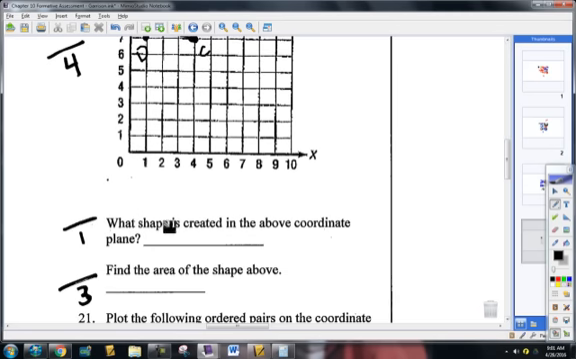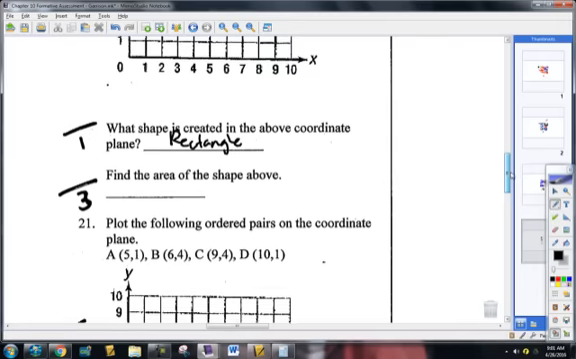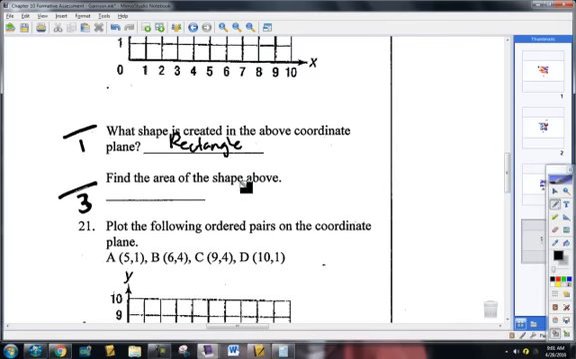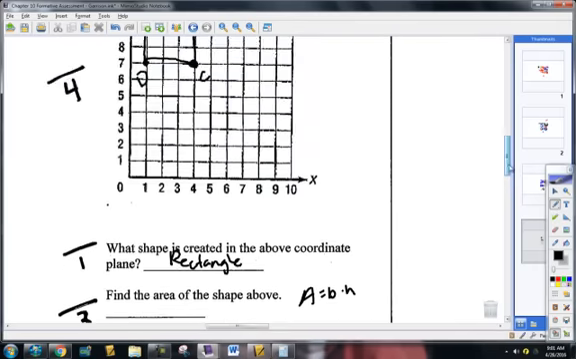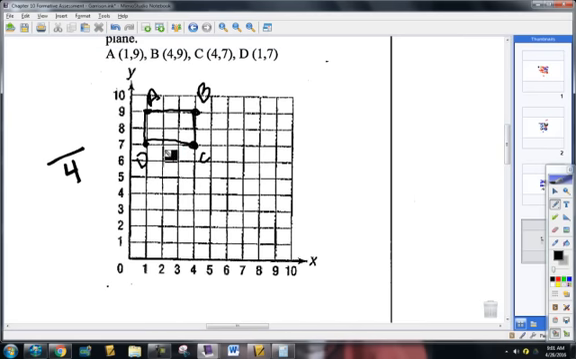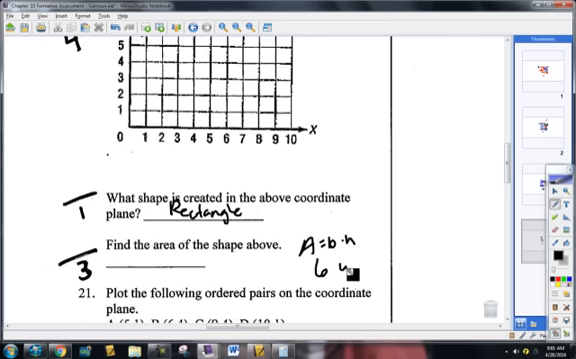Now we'll go down. We know this is a rectangle, so that's only worth 1, obviously. It is a parallelogram, but the closest name to it would be a rectangle. Find the area of the shape above. Obviously worth 3 points. Area equals base times height. So we've got to figure out the base and the height. The base looks like 3. The height is 2. That's going to be 6 units squared. So your 3 points: 1 for the formula, 1 for the answer, 1 for units squared.